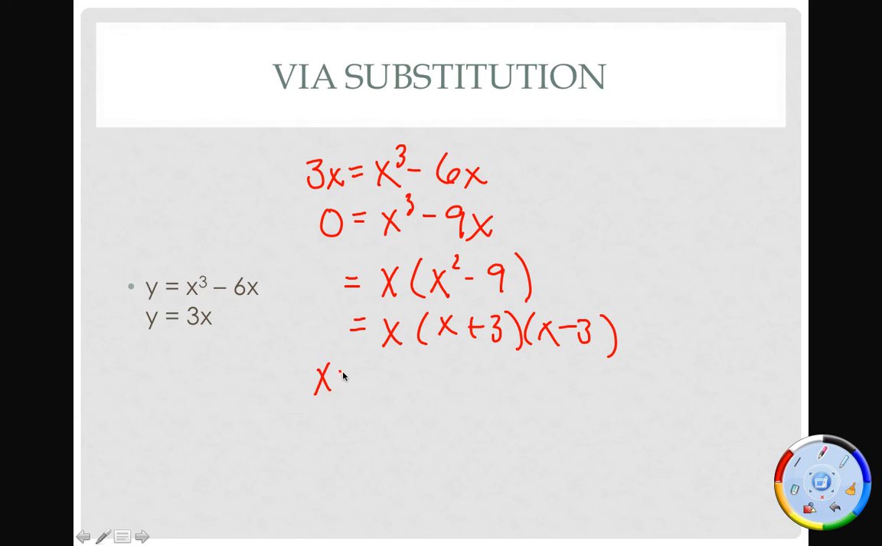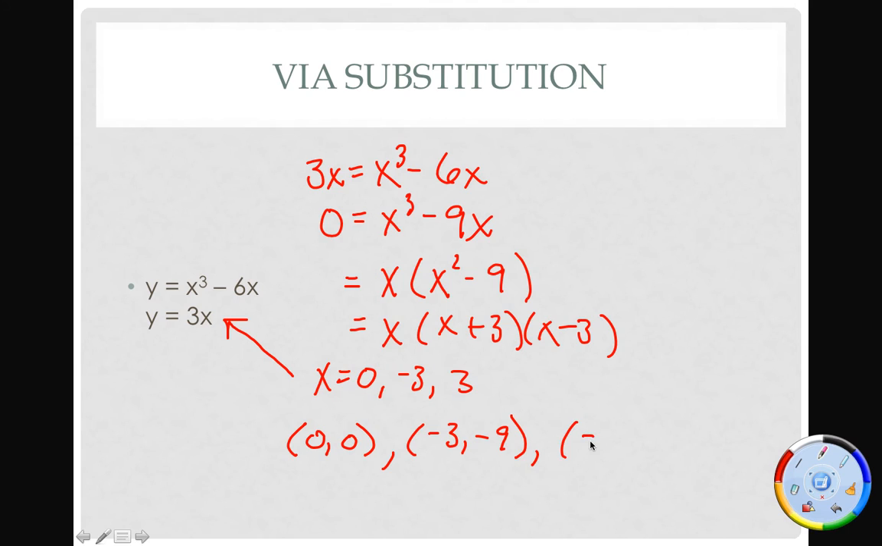And we get that x is 0, -3, and +3. But remember, we're looking for coordinates. So I plug it back into the easier equation. And I get the coordinate 0, 0. Oops, sorry. I get -3 as x and -9, and I get the coordinate 3, 9. Okay, so that would be your 3 solutions.